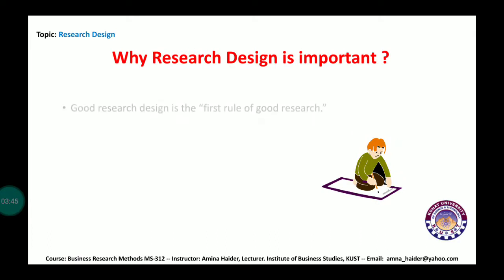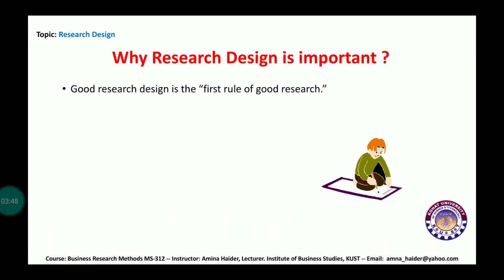Why is research design important? A good research design is the first rule of good research. Every research problem is unique. So research design acts as a guide to achieve the goal of the researcher, step by step, in a very systematic way, in a very calculated manner. Although every design has its own strengths and weaknesses, and we literally cannot term any one of them as a single perfect design. Every design has its own positives and weaknesses as well.